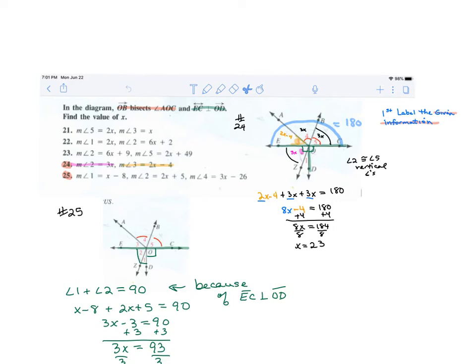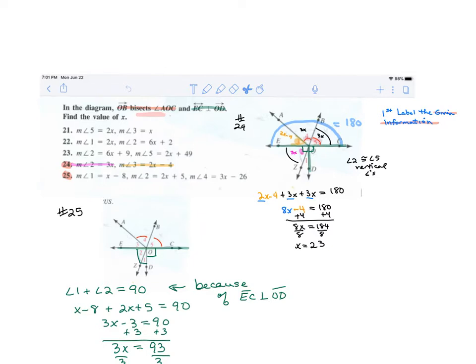Okay, here are a few questions from the review for the midterm that you requested to see worked out. So this is from the cumulative review. This is going to be numbers 24 and 25. First thing I do is highlight or label my given information. So in red, I've labeled the bisector here. So OB bisects AOC, so that makes angles 4 and angle 5 congruent.